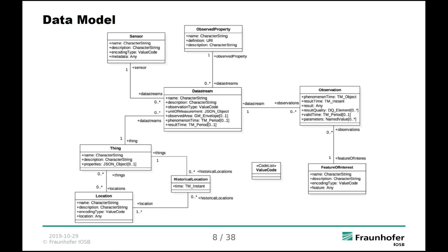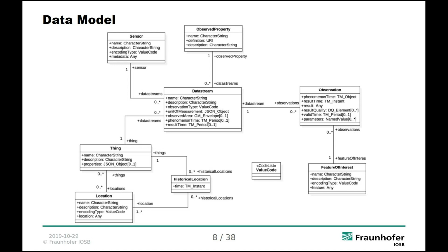Then together with the sensor and the thing, you have an observed property. That's a property of the real world, what is observed, like the temperature or humidity and so on. And then you have a bunch of actual observations, with a timestamp and a value, where you have your actual readings of your sensor.